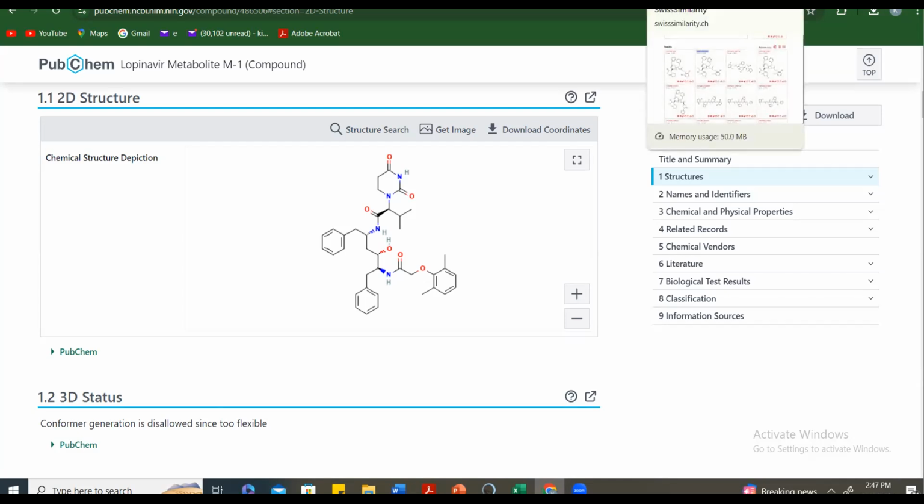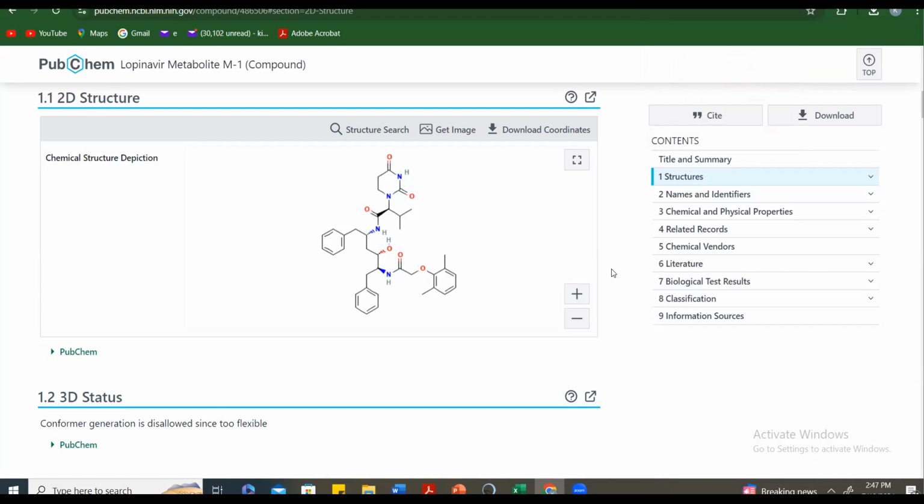Hope this is clear. Please let me know if it's not clear. Anybody? Is this clear? Yes. So this is the basic steps in drug discovery, right?